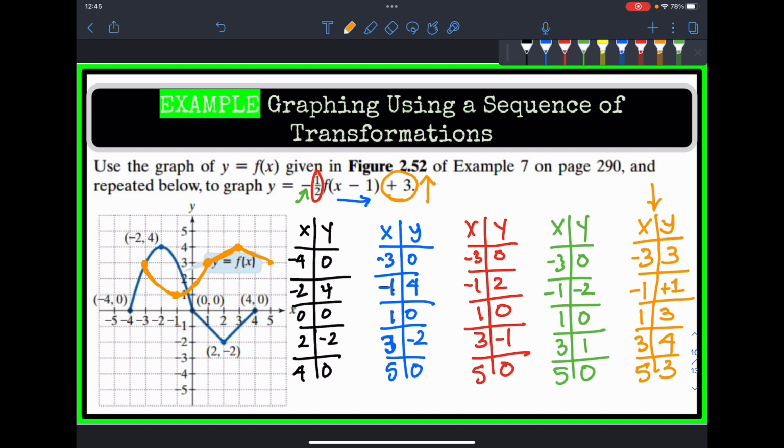So as you notice, again, performing a horizontal transformation affects the horizontal coordinates, which are your x coordinates, and performing a vertical transformation affects your vertical coordinates, which are your y coordinates. So let's do another example.